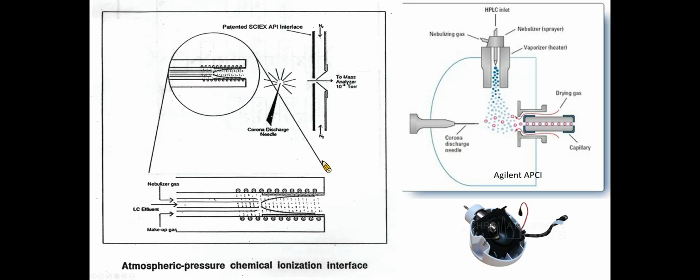This is a diagram to illustrate the different setups of the APCI interface. On the left is the parallel setup that aligns a nebulizer tube, a corona discharge needle, and a mass analyzer together. On the right is the Agilent design, where the nebulizer inlet is in a perpendicular position compared with the corona discharge needle and mass analyzer. This setup is more selective and thus reduces the background signals.